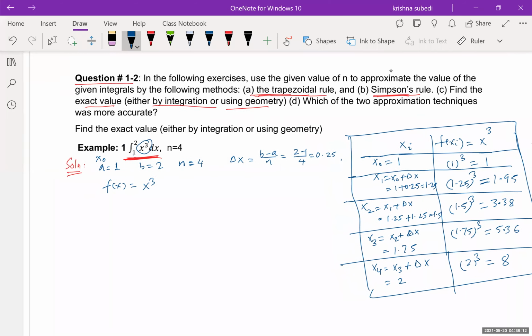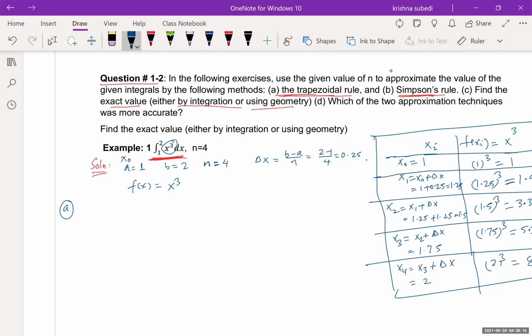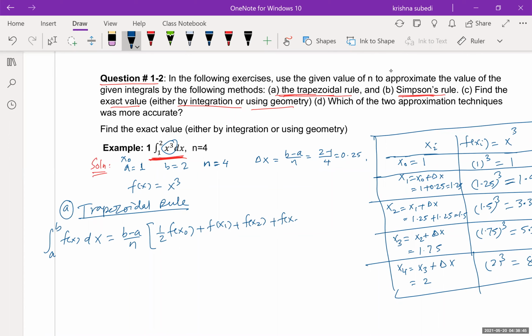Now first, part A, let us use the trapezoid rule. So the formula is the integral from a to b of f of x dx. Just copy the formula, which is b minus a over n, or you can write simply delta x, and then half f of x naught plus f of x1 plus f of x2 plus f of x3, and the last one is f of x4. This poor guy doesn't have the pair, so it will be half. That's it, first and last.